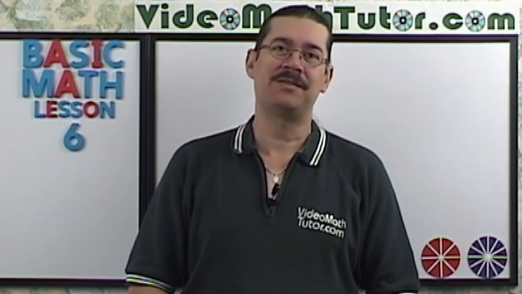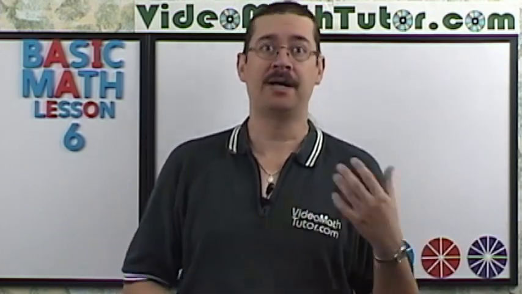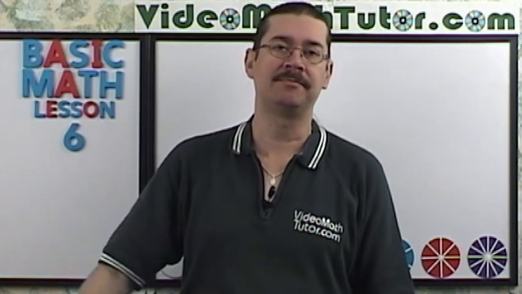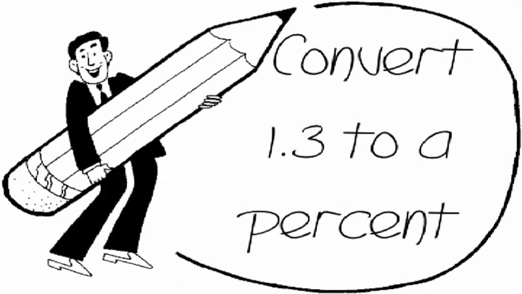The TI-84 doesn't have a special percent operation, but it's not a big deal because all you really need to do is just multiply by 100 and then just write out the percent sign. Let's try this with an example. Convert 1.3 to a percent.